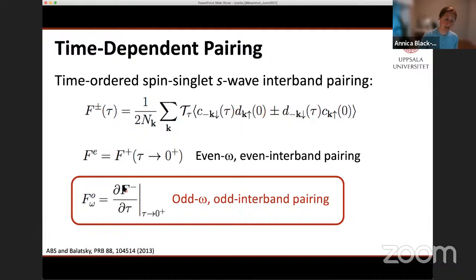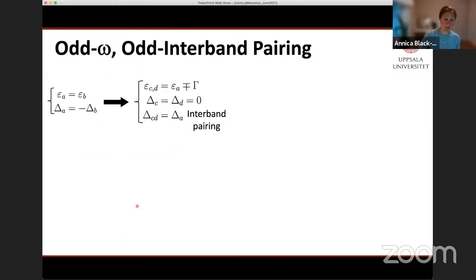But if I first take the time derivative of the odd combination with a minus sign, and then let tau go to 0, I actually can get something that's non-zero. And that will automatically be odd in frequency, and it will be odd in the interband pairing because it started with a minus sign here. So now the question is, can I get this term to appear? If I get this term to appear, I know I have odd frequency in my system.